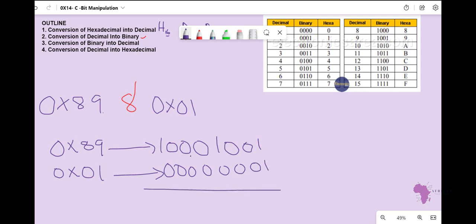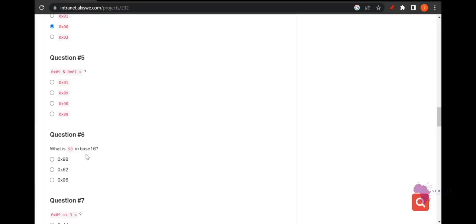And then what are we being told? AND tells you that wherever we have only 1 and 1, so this also will give us a 0, a 0, a 0, a 0, a 0, a 0, a 0, and that will translate to say that number is equal to 0x00. Yes, and our answer will be this one.